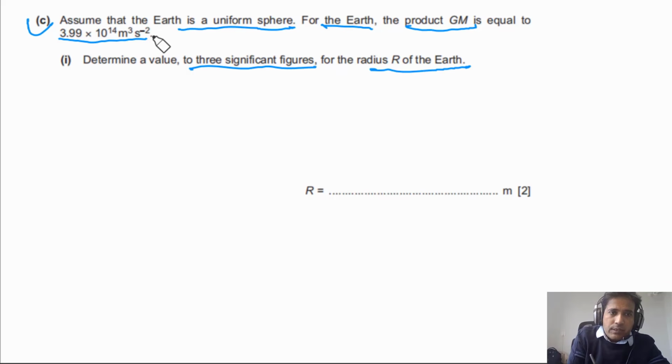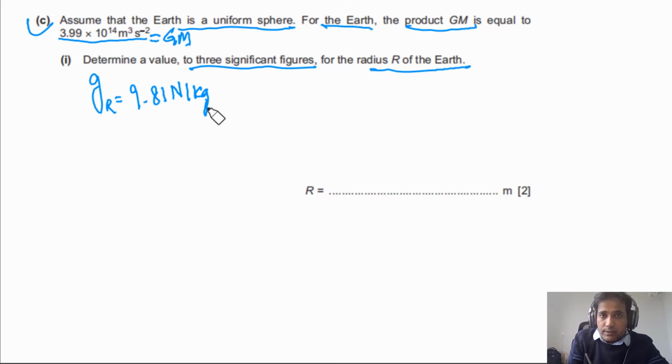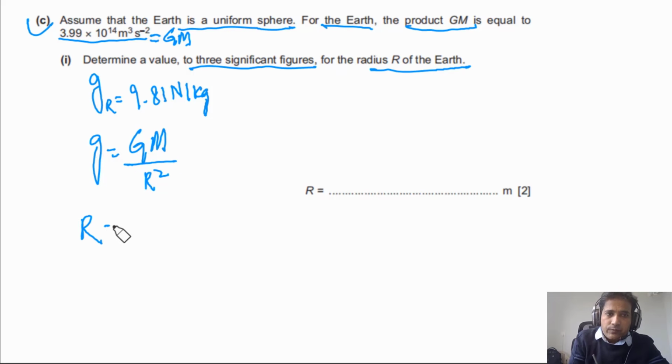So for this one, GM is given to us. So simply we can say this is GM. And the value of g at the surface of our planet is 9.81 newtons per kg. So simply we can say g is equal to GM divided by r square. We need to find the value of r, so we can rearrange this one. We can write r is equal to the square root of GM divided by small g. Now simply plug in values and we can find the answer.